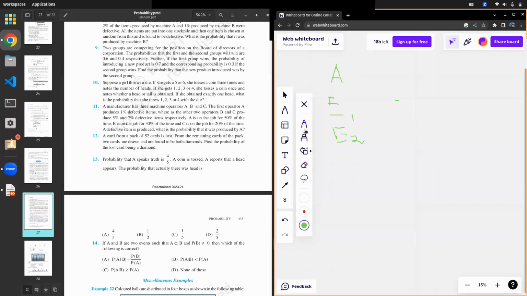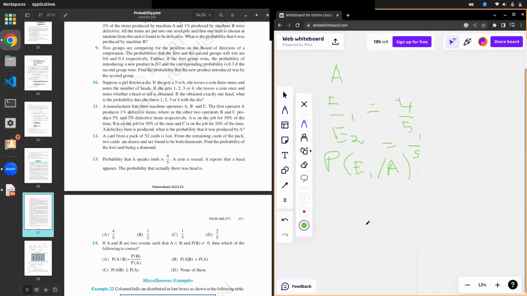So we have to find the probability such that the person is telling the truth, given that there is a head. So it is given that probability of E1 is equal to 4/5, which implies probability of E2 is 1 by 5.